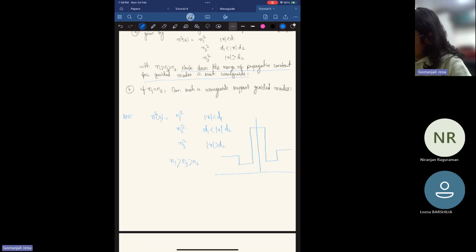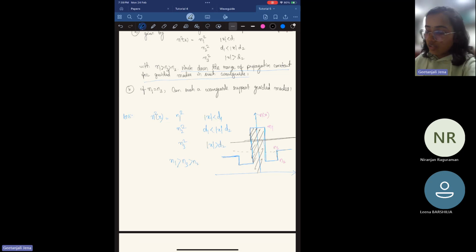We'll see what the advantages of using this type of profile are. Just to give you a hint, these are used for dispersion compensation, which we will see later in the course. This is NX, this is N1, this is N3, and this one is N2. For mode guidance in this core region, we want beta to lie between N1 and N3. Other than that, it will be a radiating mode into the cladding.